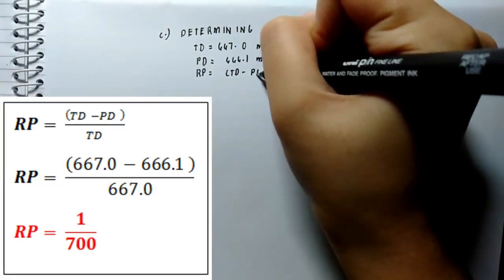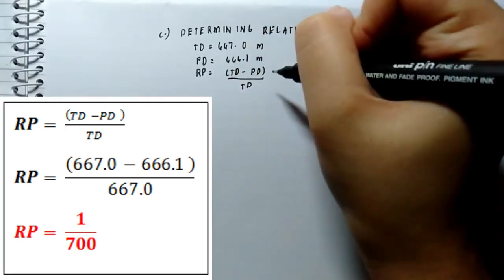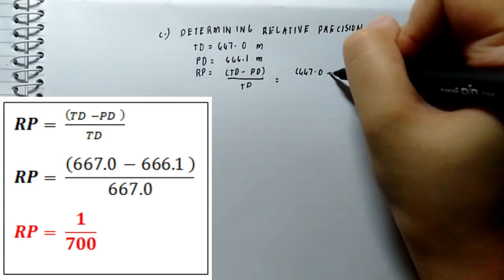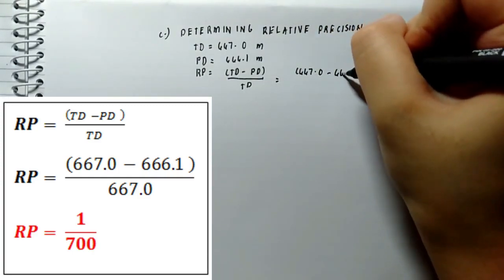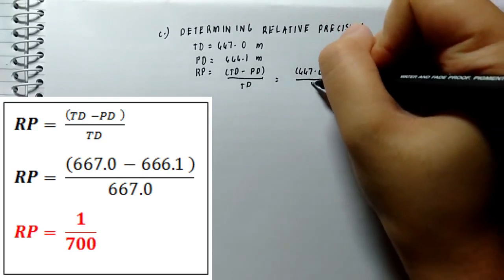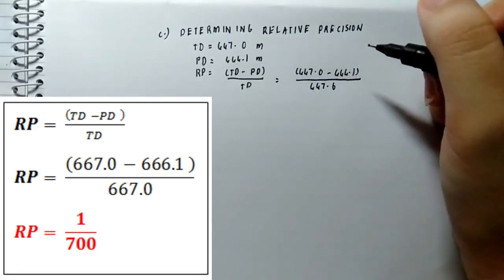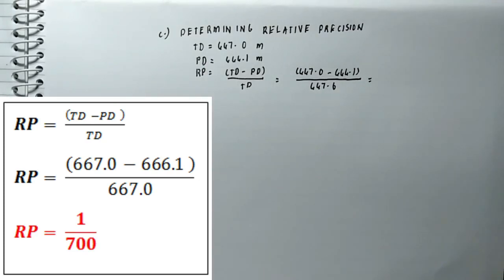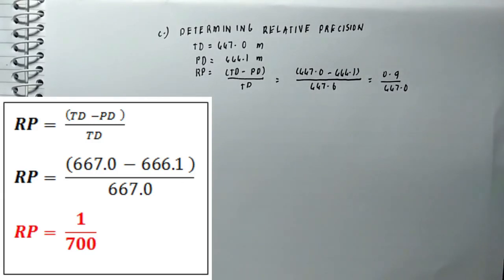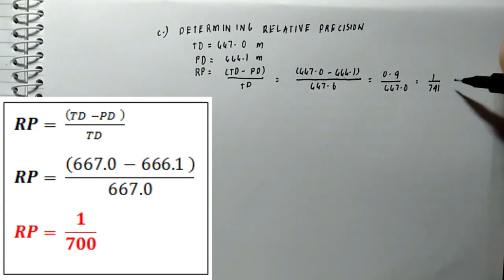And next is RP, the relative precision. The formula for that is tape distance minus pace distance divided by tape distance. So that is 667.0 minus the pace distance 666.1 over the tape distance again, 667.0. So the answer for that is 0.9 over 667.0, or we could simply say that 1 over 741 or 1 over 700.